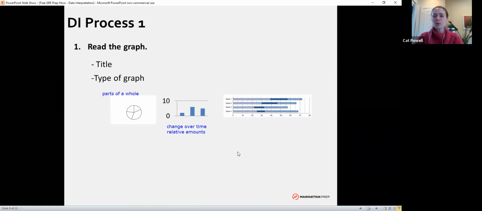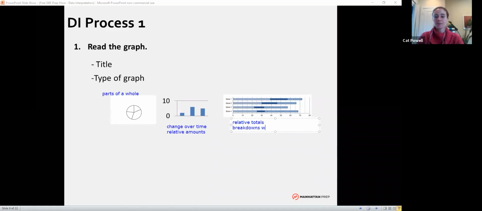What about something like this? What about a stacked bar graph? Where I have different bars, but then each of those bars is being split up into different components. Why would I put data in that? Yeah, it's like a pie chart plus a bar graph. Exactly. I'm going to know about relative totals, and I'm also going to know breakdowns within categories. Cool. We're going to look at a couple of problems with stacked bar graphs in a second.